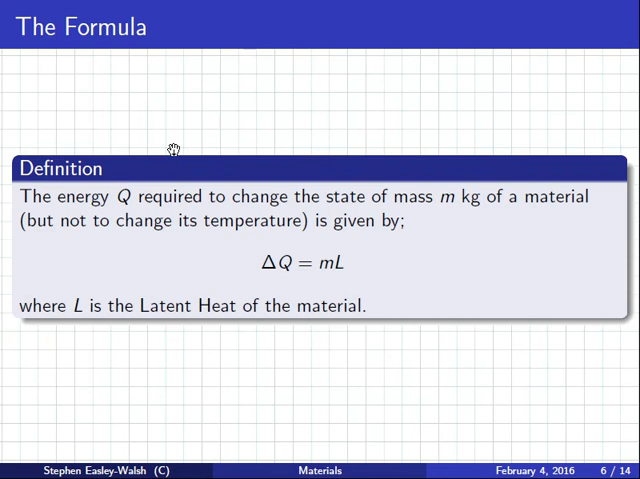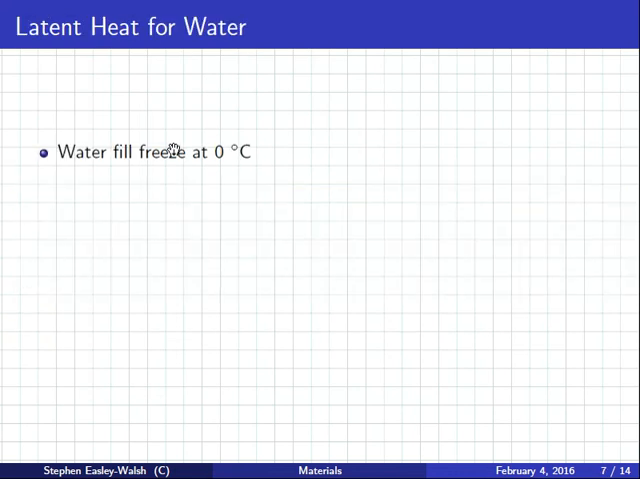So we have this formula, yeah? Now I want you to take some values down. So water will freeze at 0 Celsius, obviously. And water will boil at 100 Celsius, obviously.